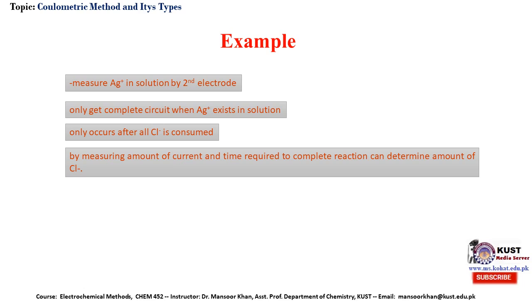So, the amount of Ag when the current is stopped means the whole chloride is converted into AgCl. So, from the amount of Ag we can calculate the amount of current, from where we can determine the concentration of chloride which is present in the solution.